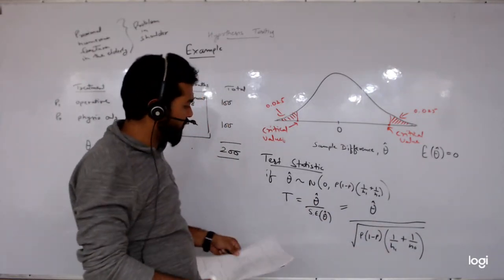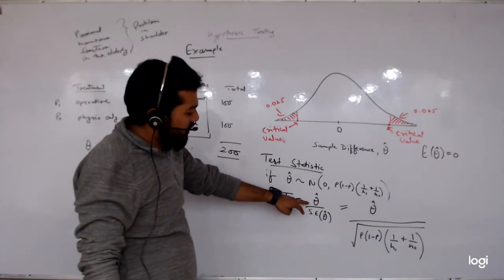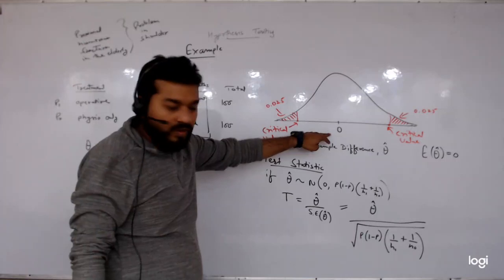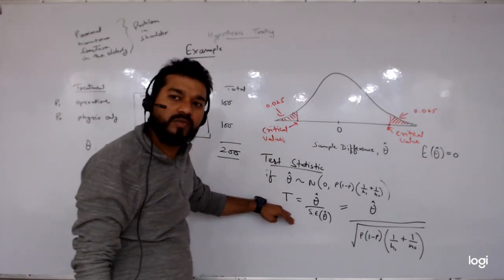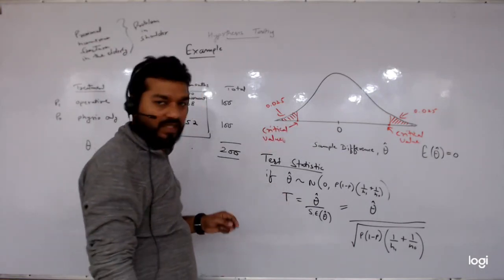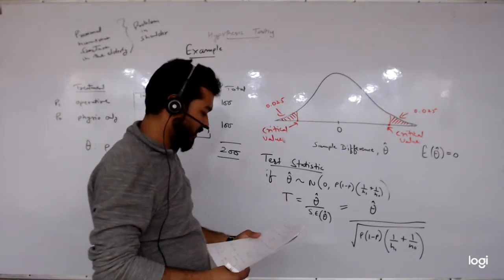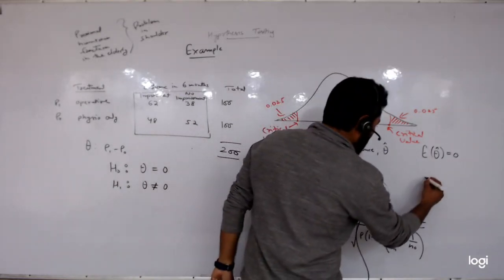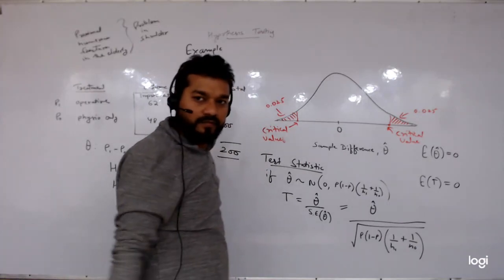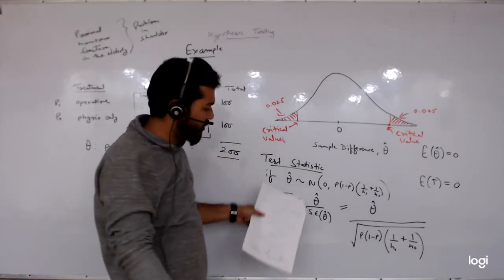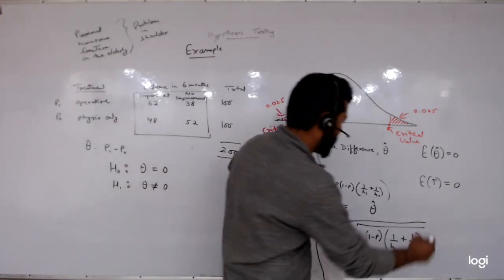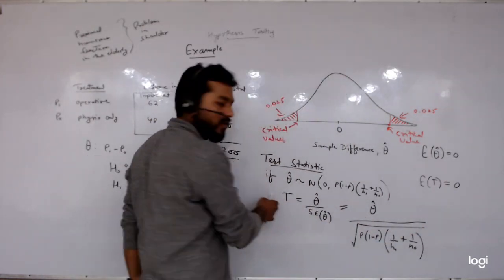Now if our sample statistic is centered on 0, our test statistic would also be centered on 0. This distribution will also be centered on 0. So we would have the expected value of our test statistic also at 0. We need a distribution for this. Okay. Now we need the variance of the test statistic.